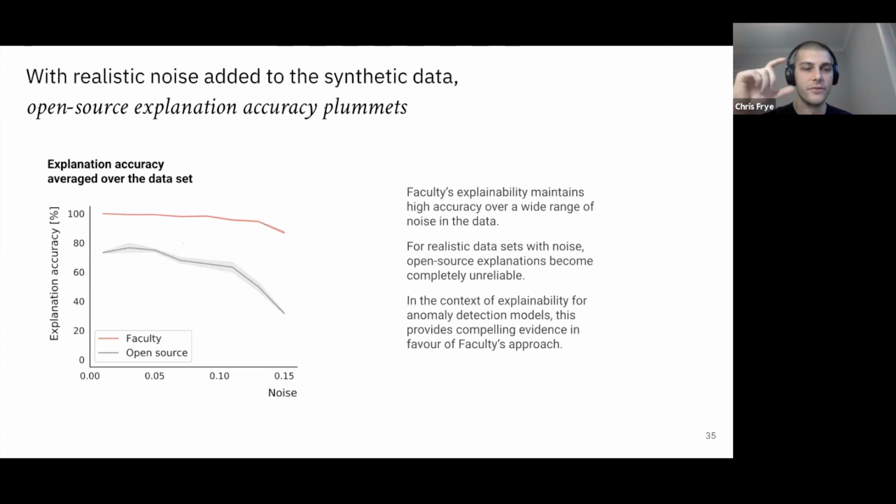You can imagine if these 1% anomalies were then passed to a human team of investigators, and they were accompanied with their explanations, 100 or 95 or 90% of those explanations would be correct using Faculty's method, and much fewer would be correct using the open source method. That's what this says.